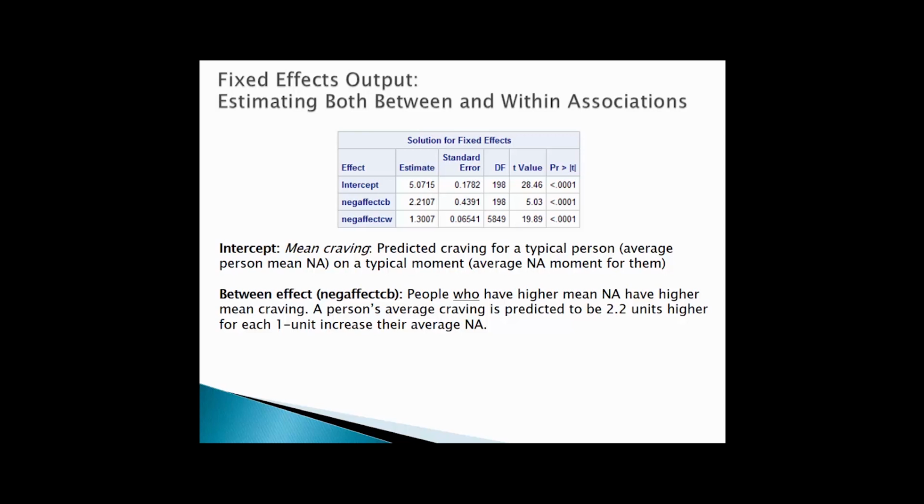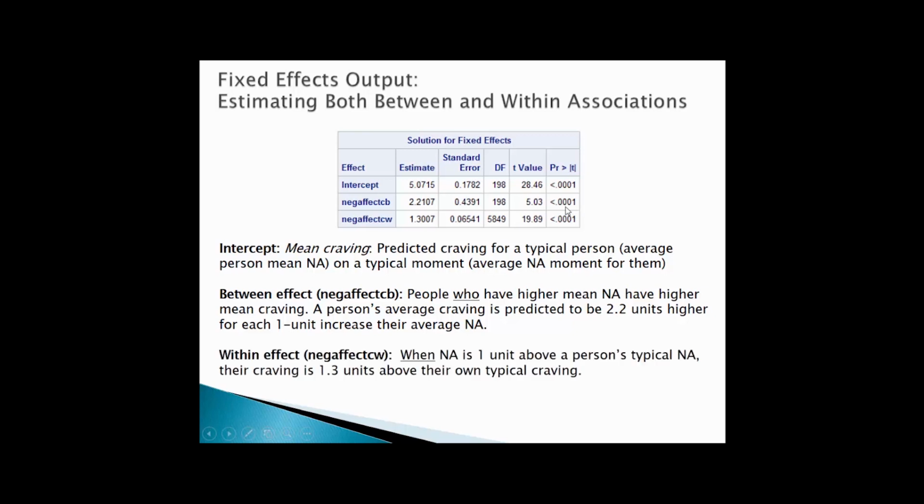We have a standard error and a p-value associated with that, so we can talk about whether or not that effect is significant. And here we see it is. Now we can also talk about the within effect. We can look at the negative affect CW, centered within, and that's saying when negative affect is 1 unit above a person's typical negative affect, their craving is 1.3 units above their own typical craving. So again, that's answering the when question.